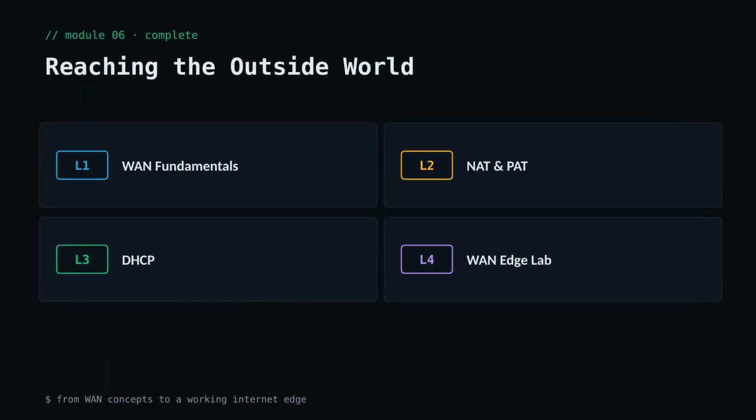Here's the path we took to get here. Lesson 1 laid the WAN foundation, how sites connect across distance. Lesson 2 introduced NAT and PAT, the translation layer that lets private addresses reach out to the public internet. Lesson 3 covered DHCP and automatic addressing, and Lesson 4 brought it all together in the WAN Edge Lab. Four lessons, one clear arc, from WAN concepts to a working internet edge.